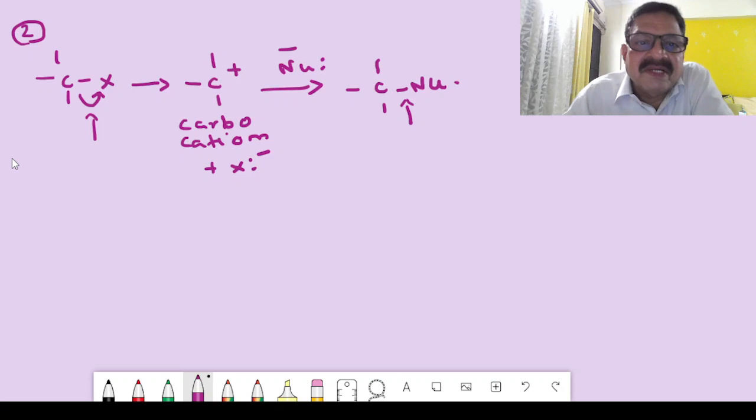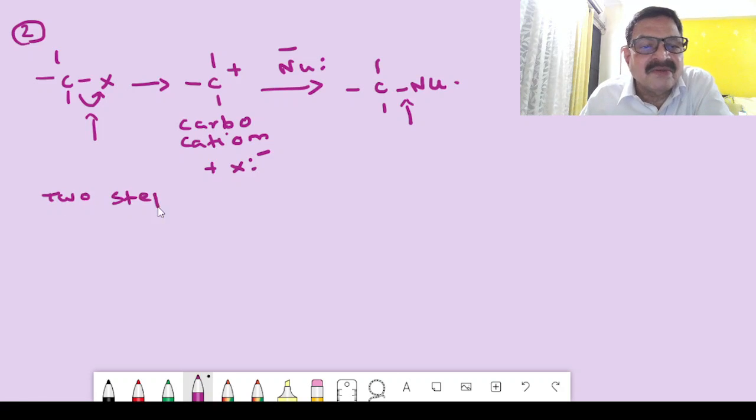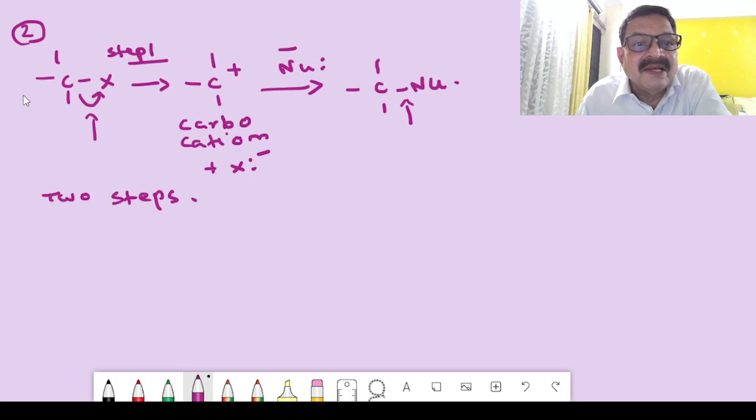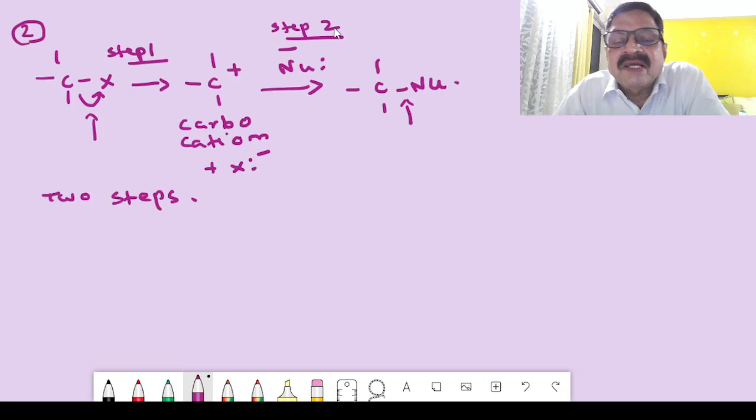Now, this is a two-step mechanism. That is, it is taking place in two steps. This is step 1: the leaving group is departing with the electron pair in the bond, and we are getting a carbocation reactive intermediate. In the second step, the carbocation intermediate reacts with the nucleophile to form the carbon-Nu, C-Nu bond.